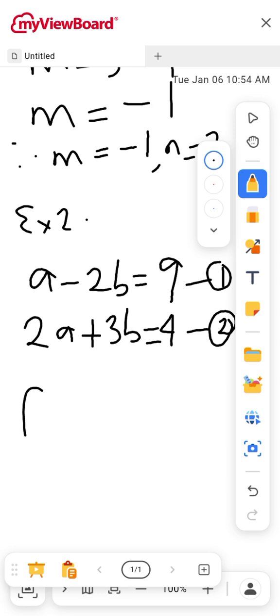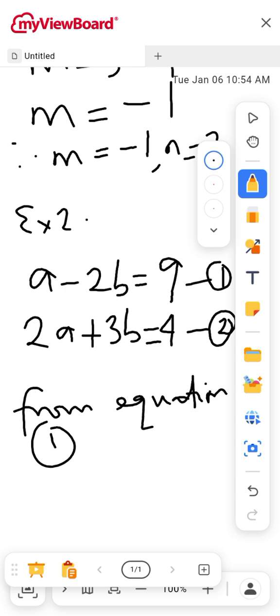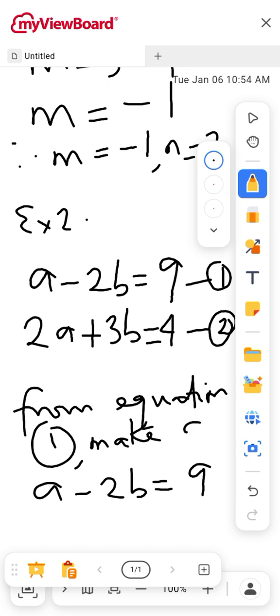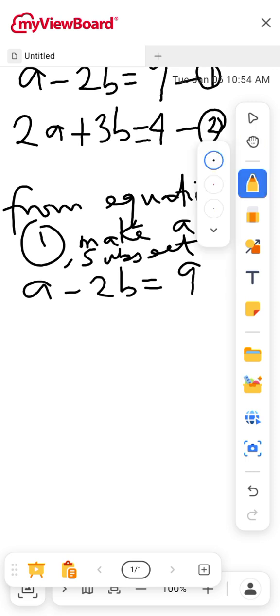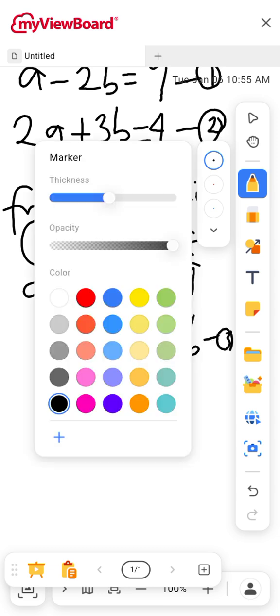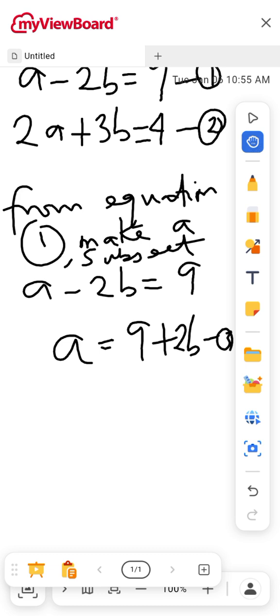So I will say from equation 1, that says a minus 2b equals 9. I will make A the subject of the formula. So when I make A the subject of the formula, I'm going to have a equals 9 plus 2b. And that forms my equation 3. Are we together? That forms my equation 3.